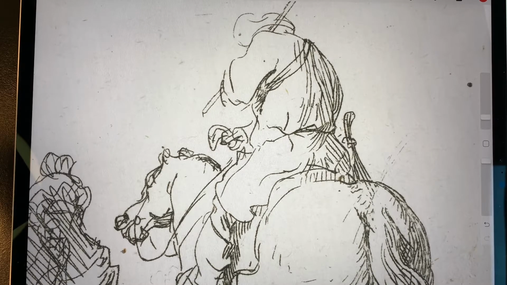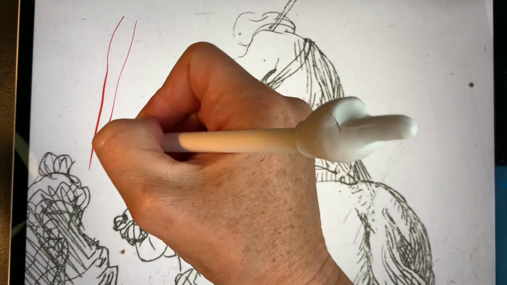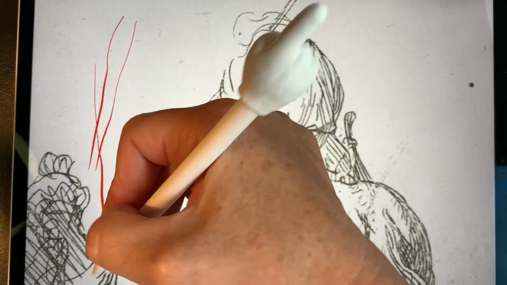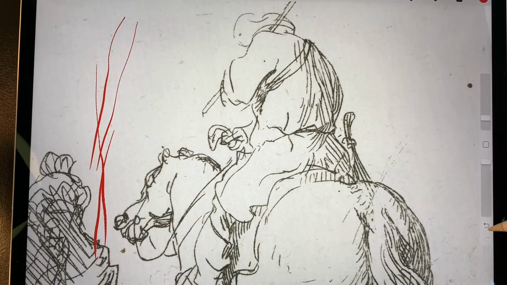The second rule is work with line bundles. So if you have a line, you maybe have another line, a second or third line, and so on. Those are line bundles.